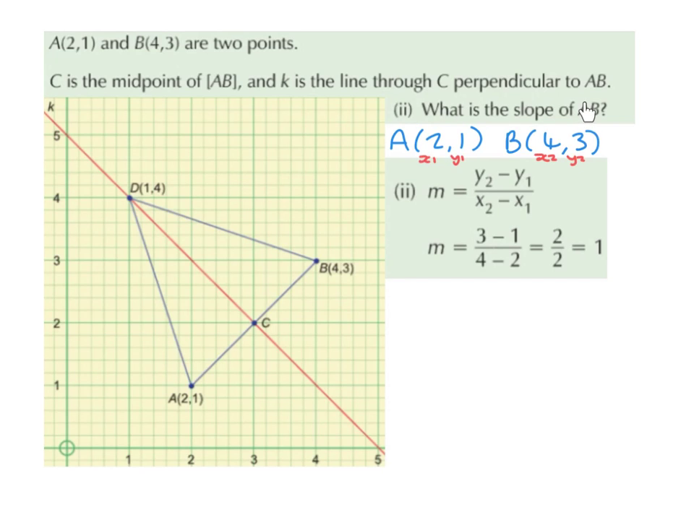Part 2, what is the slope of AB? So we're going to label our point A as x1, y1 and our point B as x2, y2. This is our slope formula, m representing the slope, and it is y2 minus y1 divided by x2 minus x1. So we swap the y2 for 3, bring down the minus, swap the y1 for 1, divided by, swap the x2 for 4, bring down the minus, swap the x1 for 2. 3 minus 1 is 2, 4 minus 2 is 2, 2 divided by 2 is 1. So the slope of the line AB is 1.